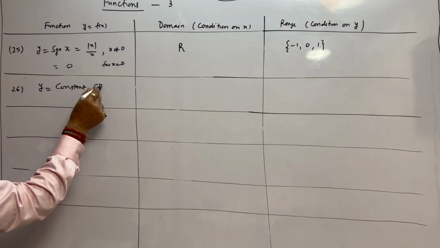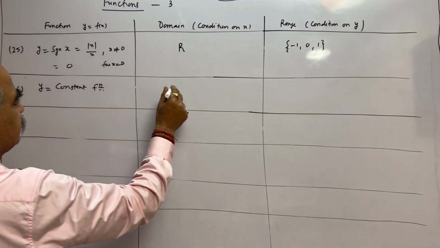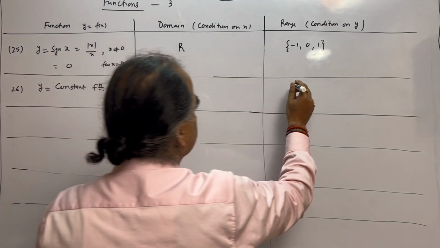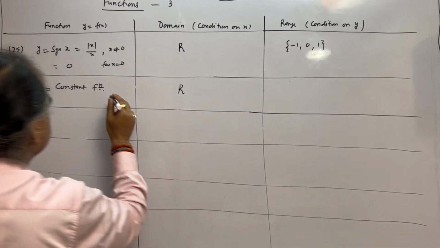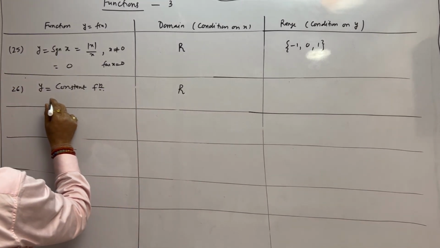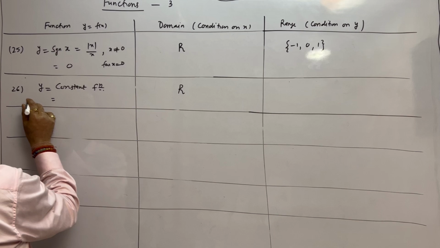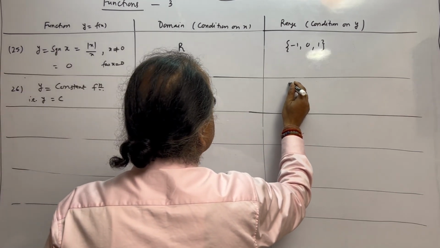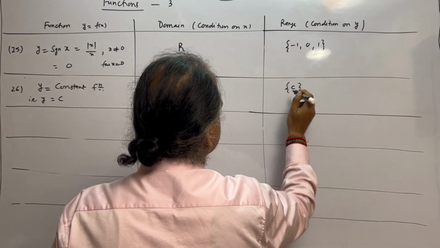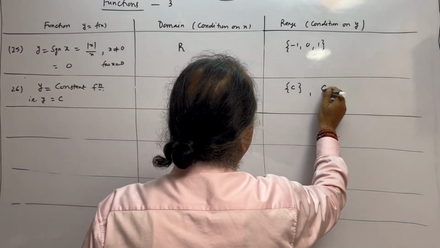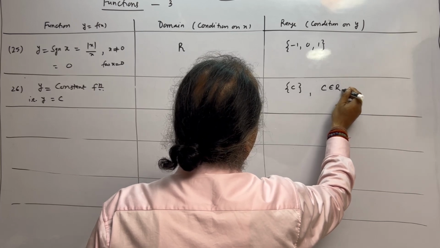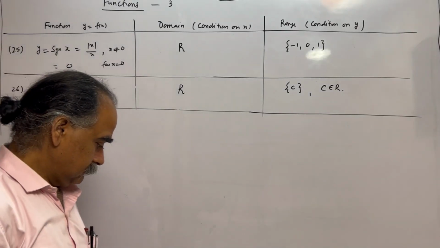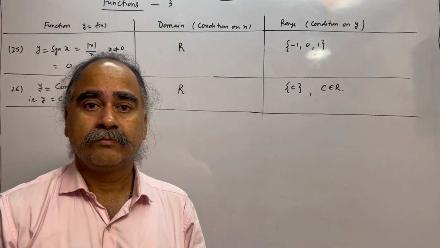Constant function. Domain is entire real line and range will be singleton C, if it is constant function C, and C belongs to real numbers.